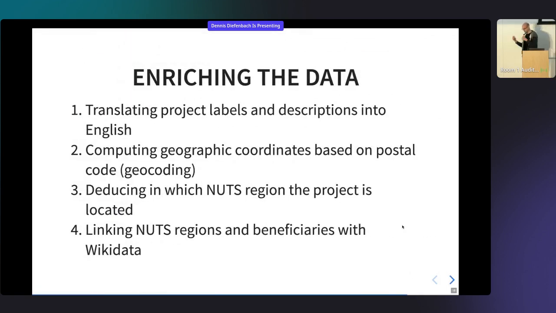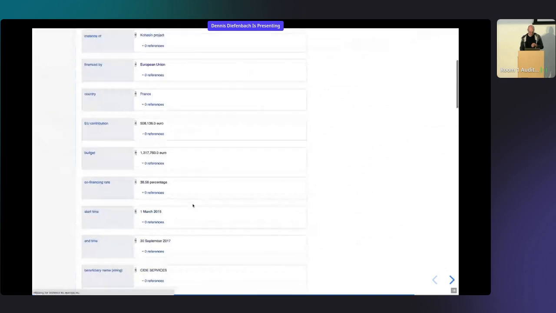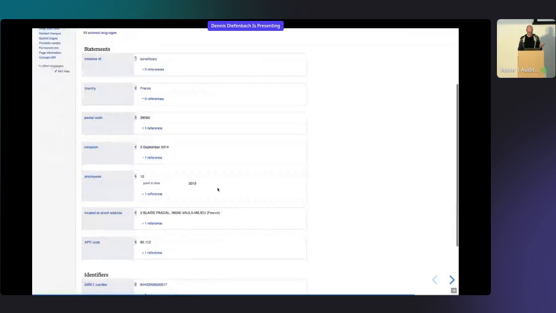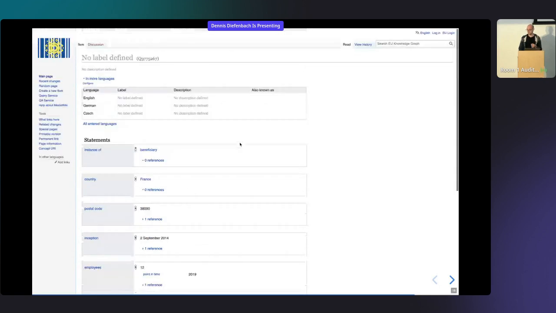We do not only import this data, but we also enrich it. We translate everything. We compute geo-coordinates if only the addresses or only the postal codes are given. We deduce the region in which this project is, and we link all of this to Wikidata to enrich our knowledge. For example, in this case, originally in the data we had just this as information about the beneficiary, but we linked it, and now we know that this beneficiary is located on this street. It has this number of employees. It was created at a certain date and time, and more.